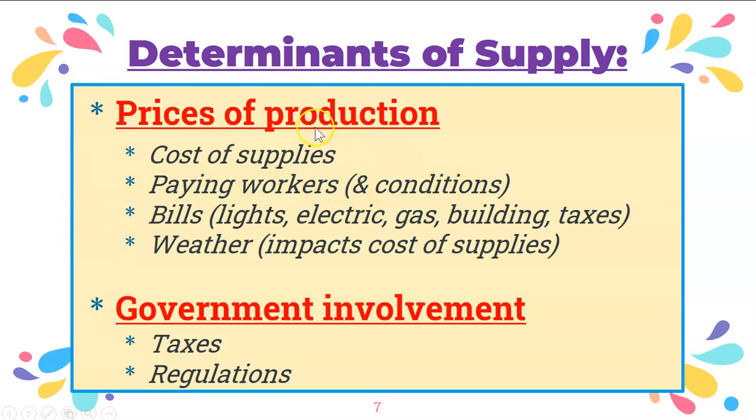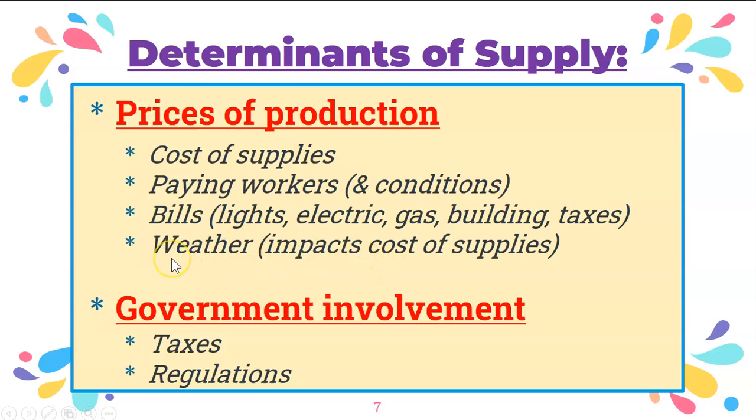So that production, you're including everything from the materials to actually make the product, to the machines, to the workers that you have to pay, to the building that you're in. You have to pay taxes on that building and your income. You have to have gas, electricity, lights, all this stuff. And then weather also impacts the cost of supplies.